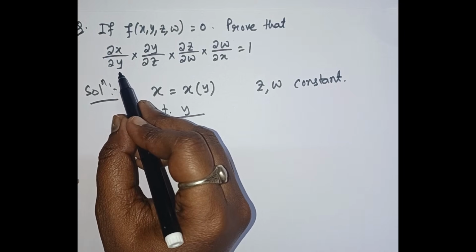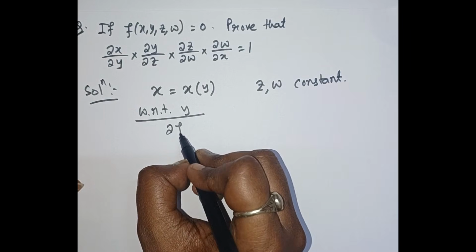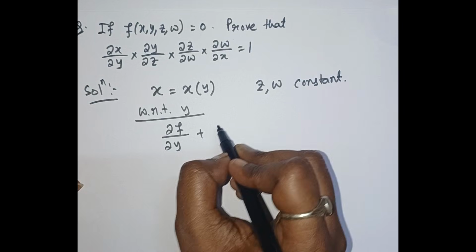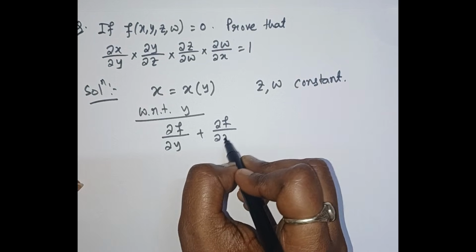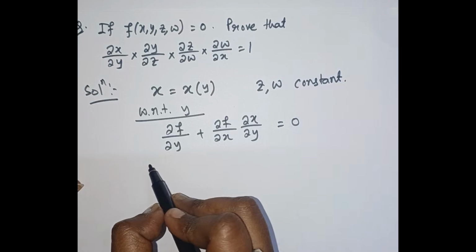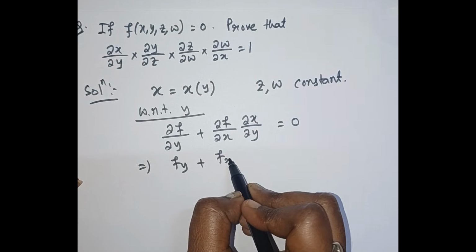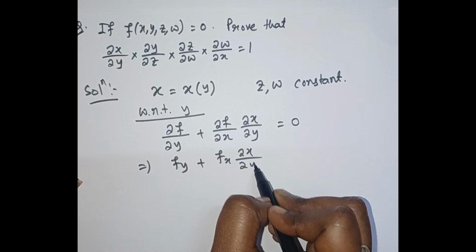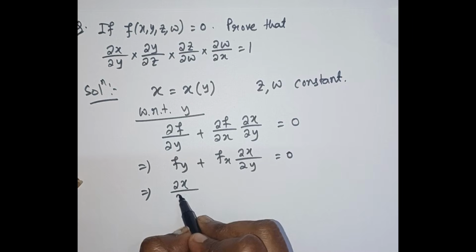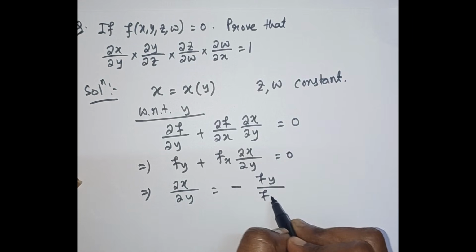So differentiate f with respect to y. Then del f del y plus, if we differentiate with respect to y, then it will be del f del x and del x del y, because x is a function of y in this case and z, w are constant. So it will be fy plus fx into del x del y equal to 0, and then del x del y will be equal to minus fy by fx.